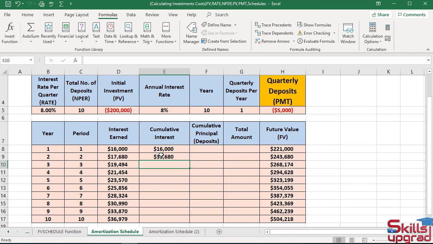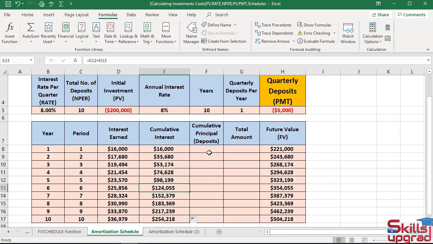So I will have total interest in my account at the end of second period $33,680. To calculate total interest of other periods, paste the formula in other cells. Active this cell. Double click. Active this cell. So I will have total earned interest in my saving account at the end of sixth period $124,055.